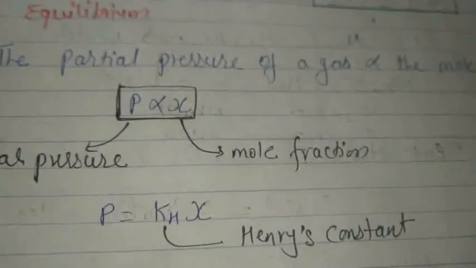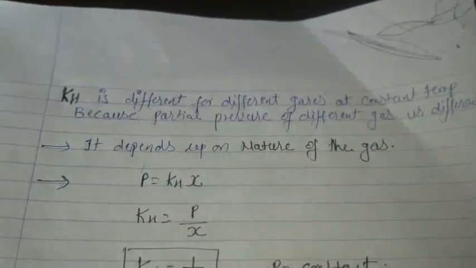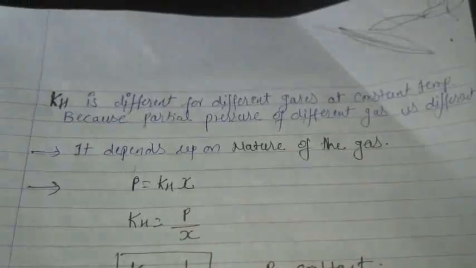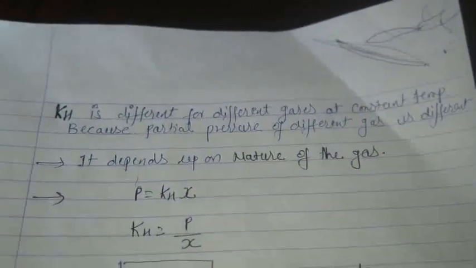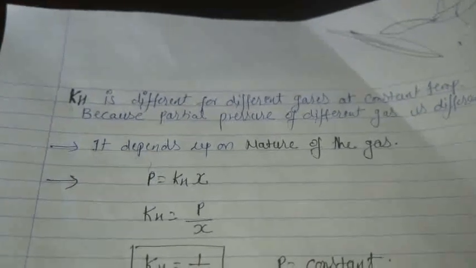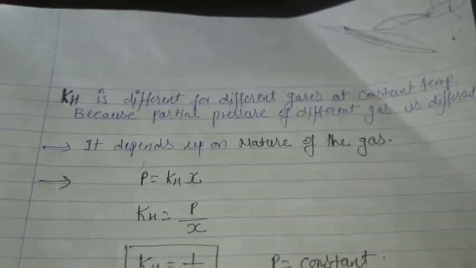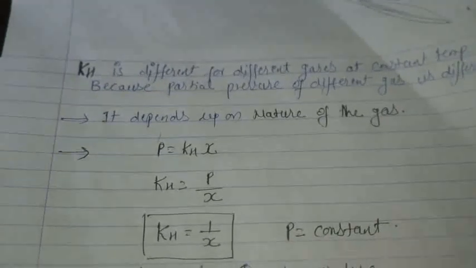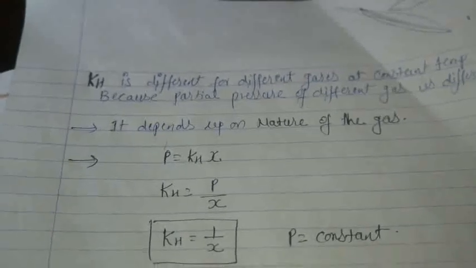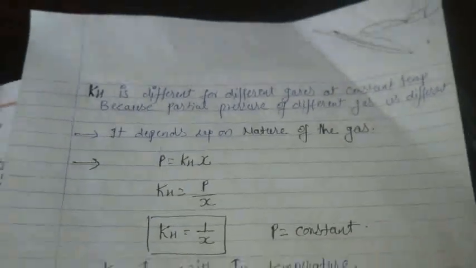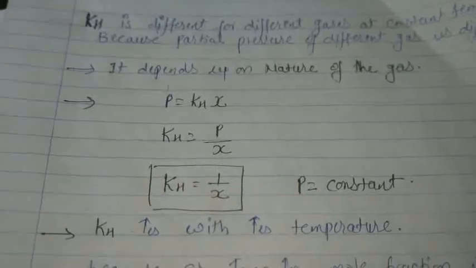Now this KH is Henry's constant, but KH is different for different gases at constant temperature, and the value of KH at different temperatures will also be different. Why? Because the partial pressure of different gases is different. Clear? So KH depends upon the nature of the gas, meaning its solubility.